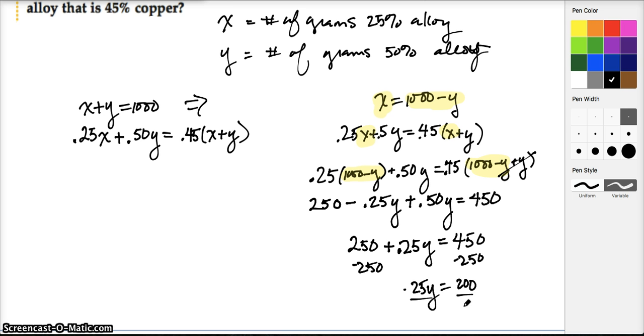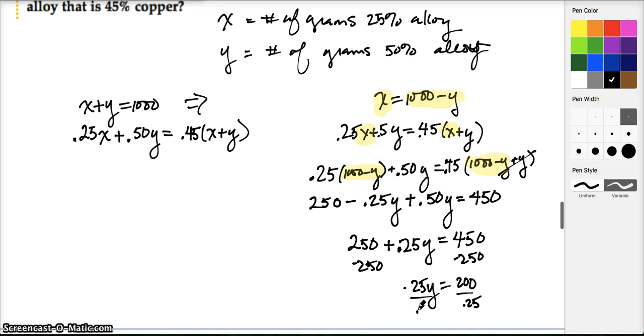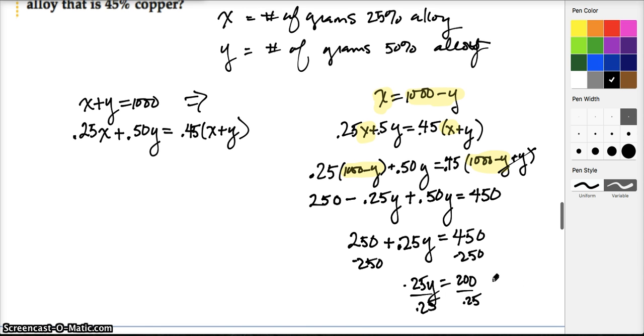Divide both sides by 0.25. Don't take out your calculator. We can do it in our heads. 200 divided by 0.25 is 200 divided by 1/4, which is 800. All right, maybe you want to take out your calculator. Don't though. And now we're almost done. If I know that y is 800, then x has to make up the difference, has to be 200. So that's my answer.